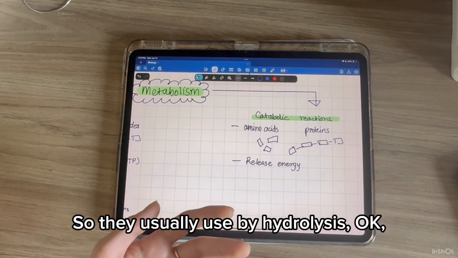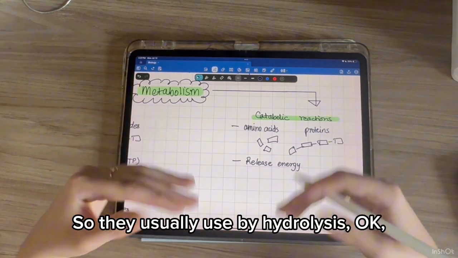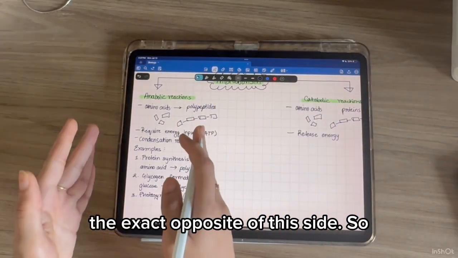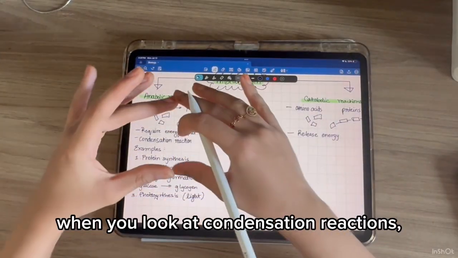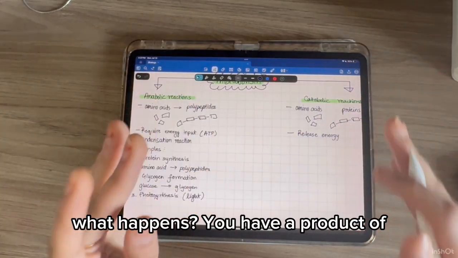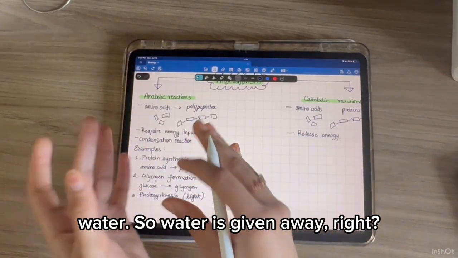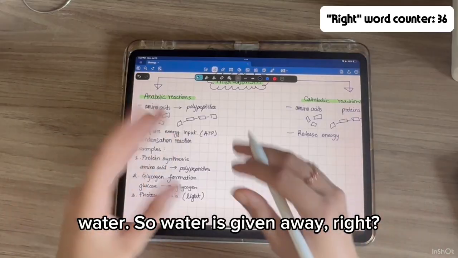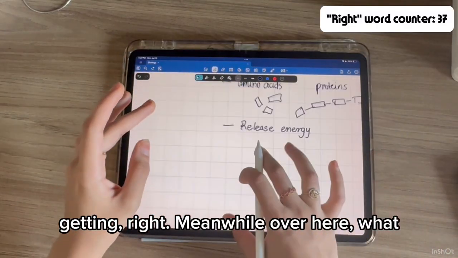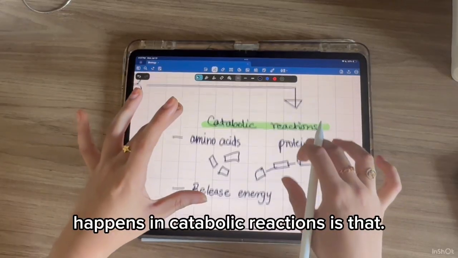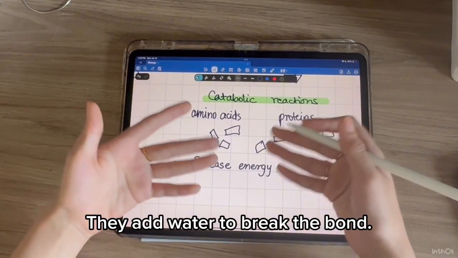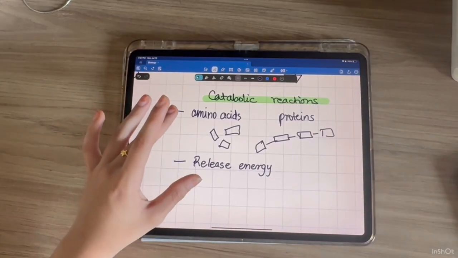So they usually work by hydrolysis, which is the exact opposite of this side. So when you look at condensation reactions, what happens? You have a product of water. So water is given away, right? So it's taken out of what you're getting, right? Meanwhile, over here, what happens in catabolic reactions is that they add water to break the bond.